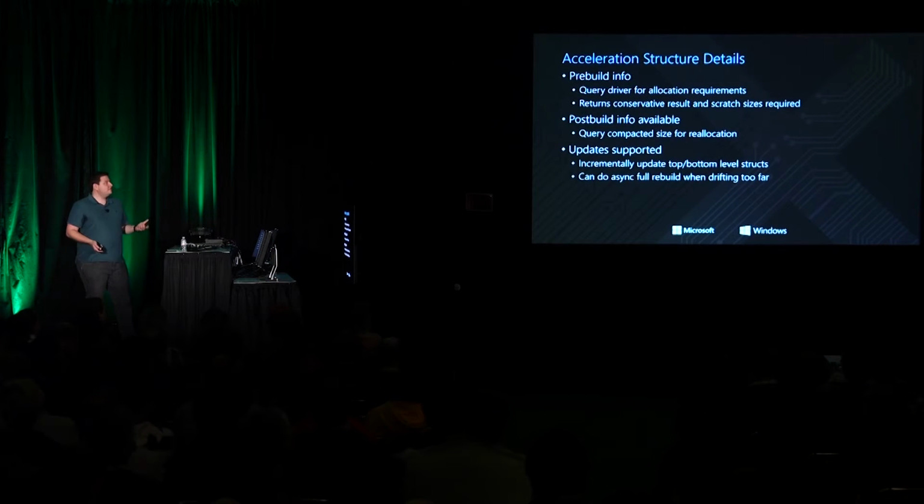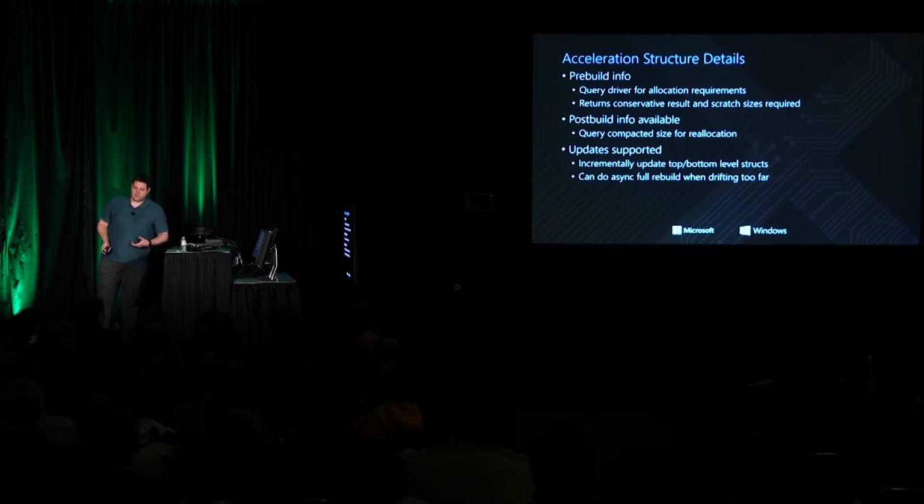Some additional details about acceleration structures. Before you construct them, you need to request the pre-build info. Because acceleration structures can vary very dramatically in the size that they require, you have to query the driver for the amount of space that you need to build. This returns a conservative result for both the result space and the scratch space. As part of the build process, the GPU will use some scratch memory that you can then throw away, but then you also need a separate buffer to store the result into. So pre-build info tells you the conservative minimum size that you need for both of those structures.